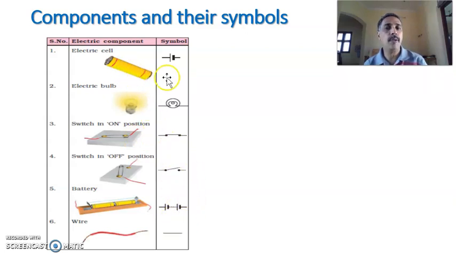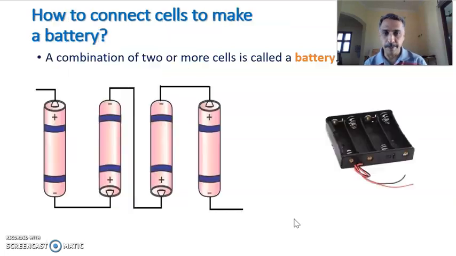If more than two cells are connected together, then it forms a battery. So we can represent the battery in this form, and the wire is represented by a straight line. There are many more symbols, but these are the basic circuit symbols which we need for this 7th grade class. How to connect cells to make a battery? A combination of two or more cells is called a battery, as I said earlier.